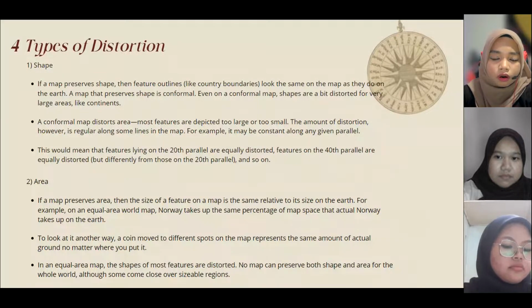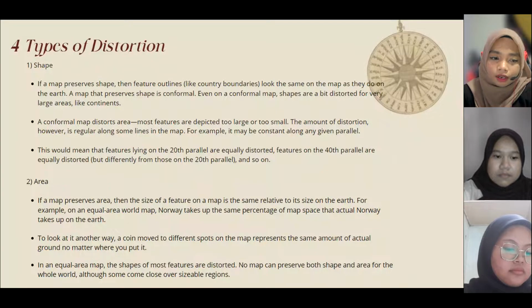The amount of distortion, however, is regular along some lines in the map. For example, it may be constant along any given parallel. This would mean that features lying on the 20th parallel are equally distorted. Features on the 40th parallel are equally distorted, but differently from those on the 20th parallel, and so on.